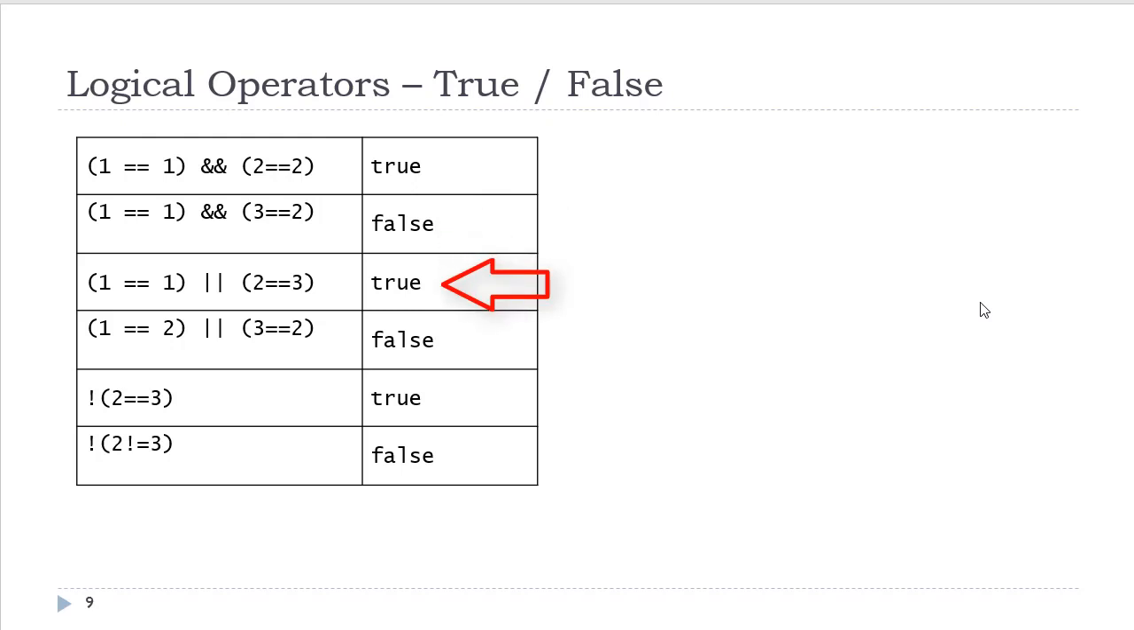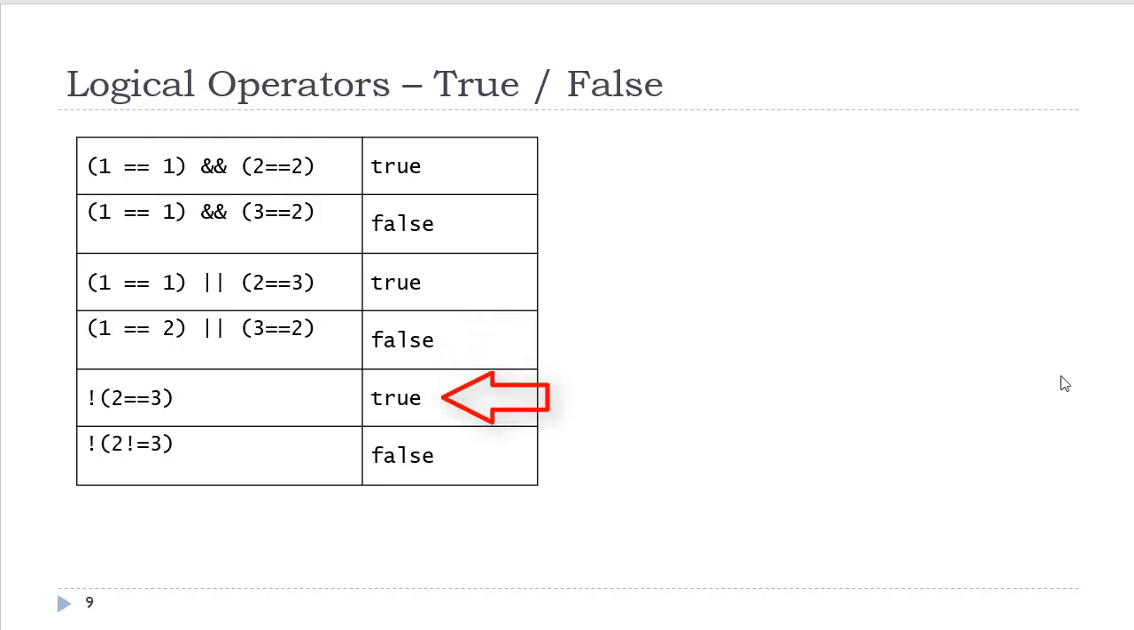The next example, 1 equals 1 or 2 equals 3. The expression on the left is true. The expression on the right is false. Because this is an or, only one of them has to be true, so therefore this expression would evaluate true. The next one, 1 equals 2 or 3 equals 2, both of these are not true, therefore the entire expression is false.